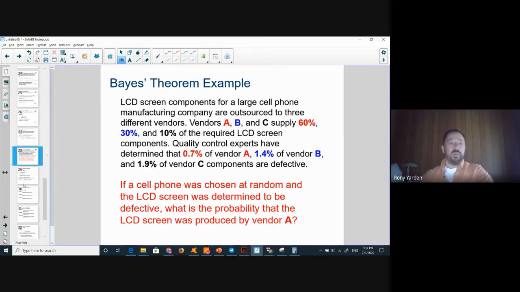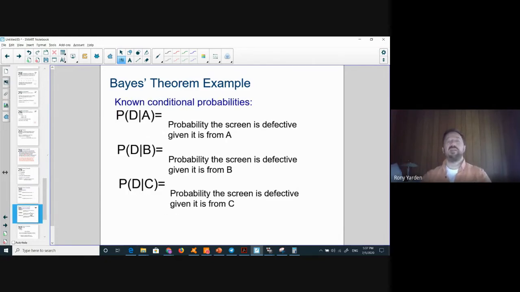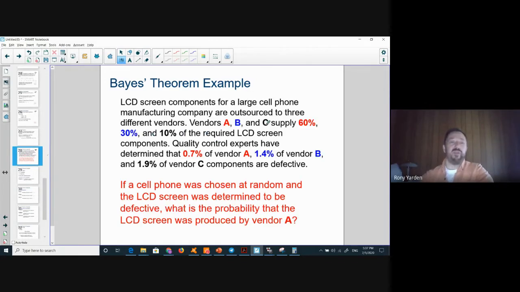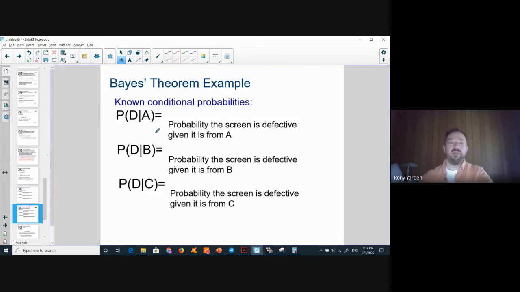So now the next thing that we're going to list is the known. Now, what is the probability that it's defective if I know that it came from vendor A? So this is something the vendor tells me, or the quality control specialist found out. If it's coming from vendor A, there is a 0.7% probability that it is defective. So let's write it down. Again, the probability that it's defective, knowing that it's coming from vendor A, this is 0.7%.